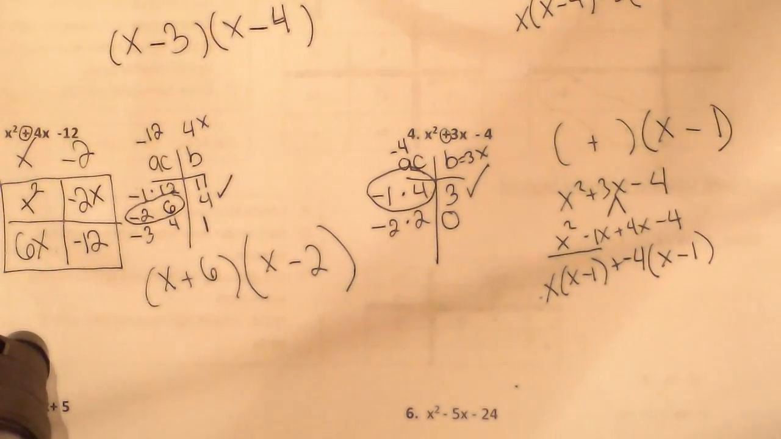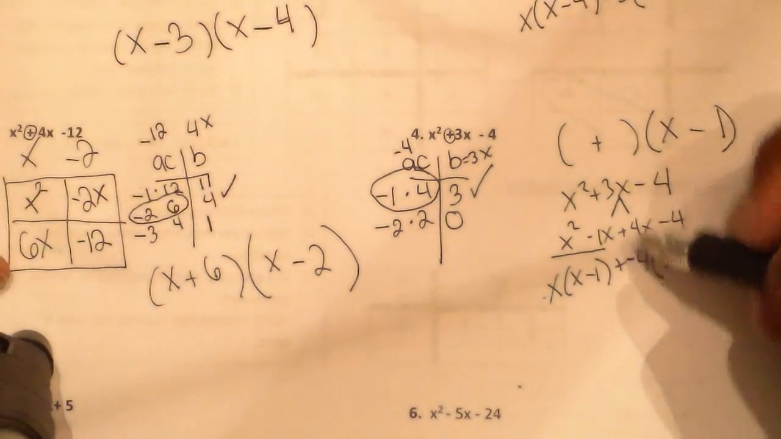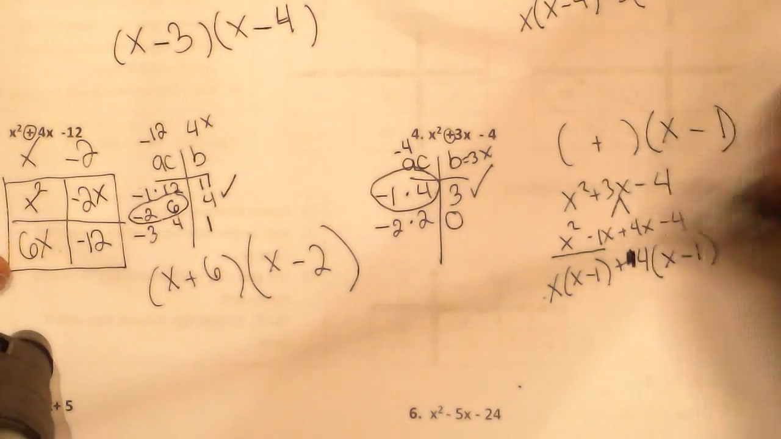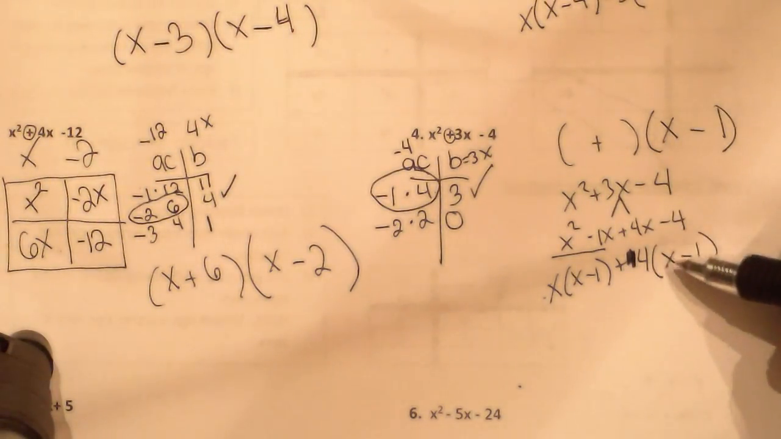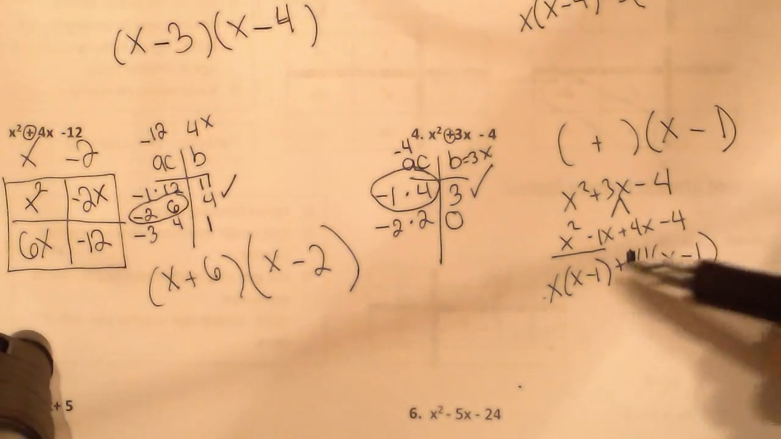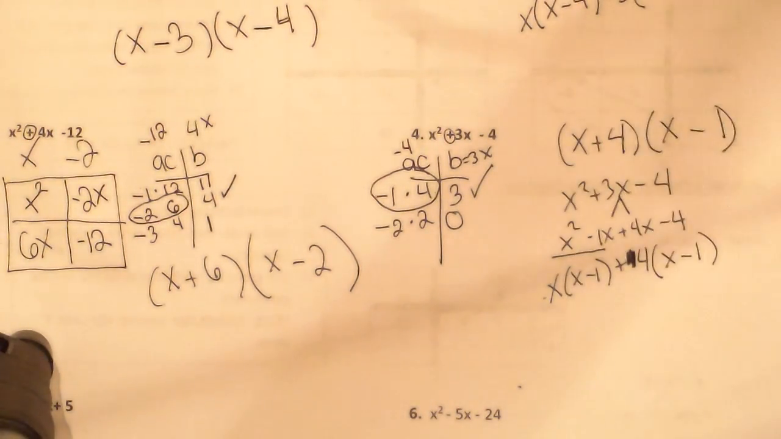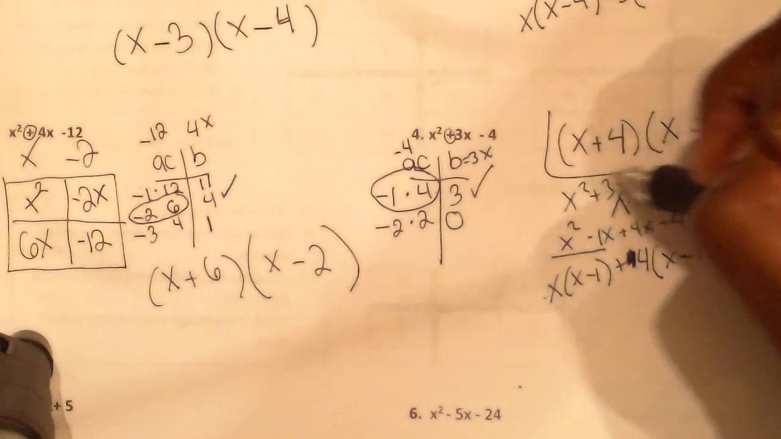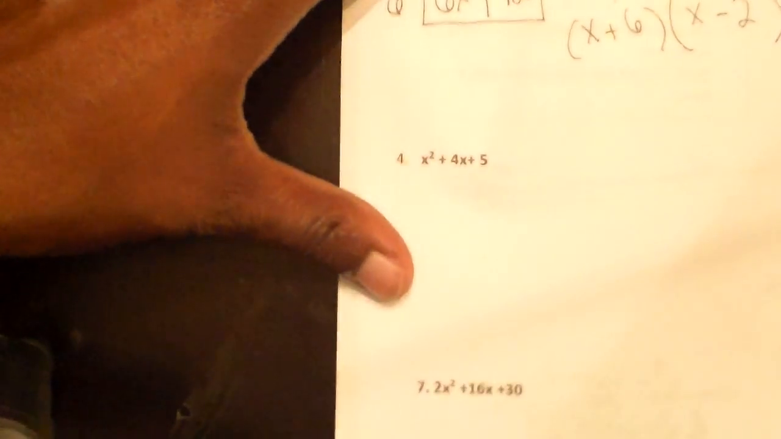Hold on, let me think. Okay, I see what I did. I pulled out a negative 4. I don't need to pull out a negative 4, I need to pull out a positive 4. So then 4x divided by 4 is x, negative 4 divided by 4 is negative 1, so my bad. So then, yeah, x minus 1 is one of the factors, and on the outside we have x plus 4. And so there we go. Got it? Okay, let's look at number 4.